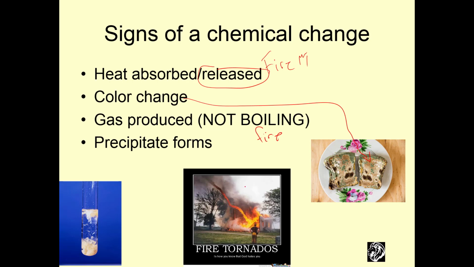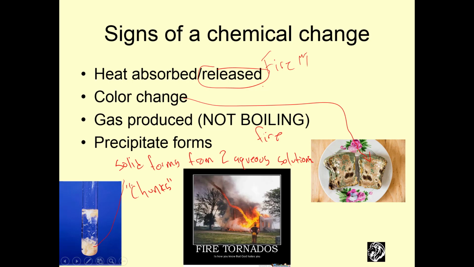And this fire, see how smoke is being produced? Another sign of a chemical change. And then a precipitate forms. You do need to know what a precipitate is. A precipitate is when a solid, like this solid, forms from 2 or more aqueous solutions. I like to call it precipitate chunks.